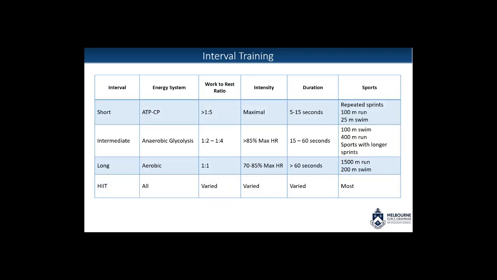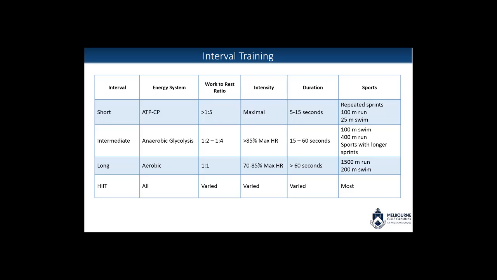So interval training. Interval training is where you undertake a period of effort followed by a period of rest. It's different from fartlek training, which is where you undertake a period of lower intensity and then a period of high intensity. So fartlek training is constant moving. Interval training is work with rest.